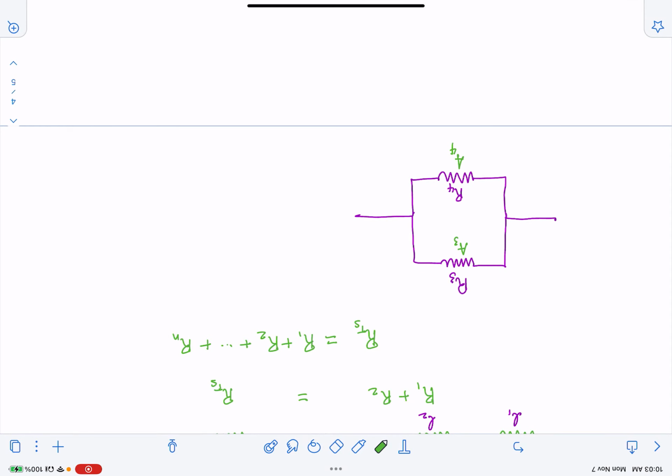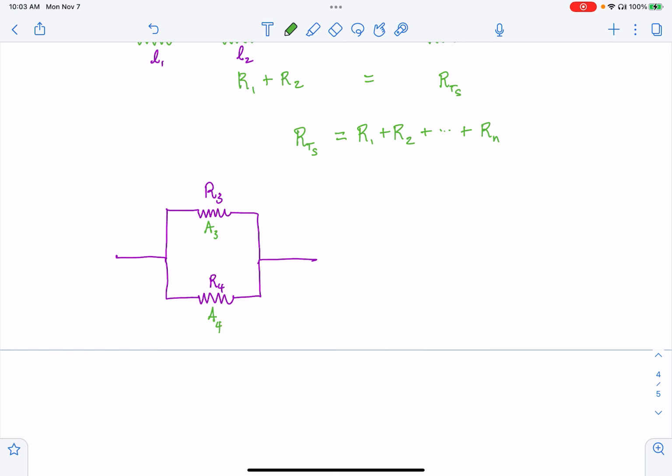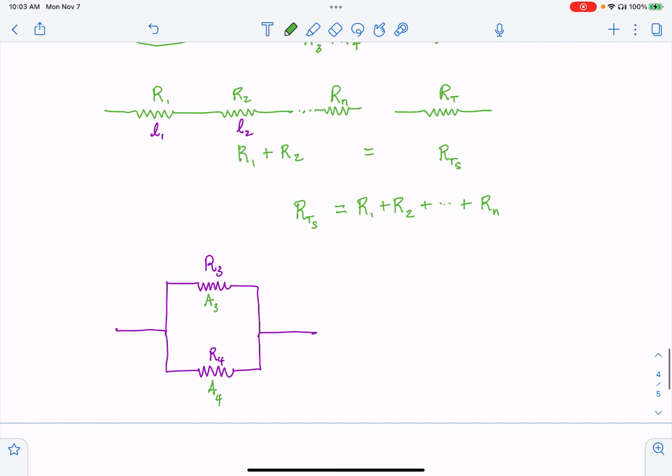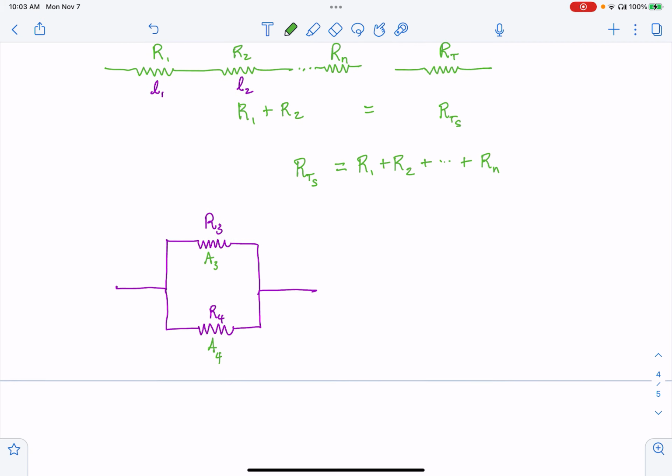Okay, so we're going to continue on with this problem session. And I'm just going to give you the representation, and I'm going to use a different color pen here. I'm going to go with blue. 1 over RT parallel is going to be equal to 1 over R3 plus 1 over R4.